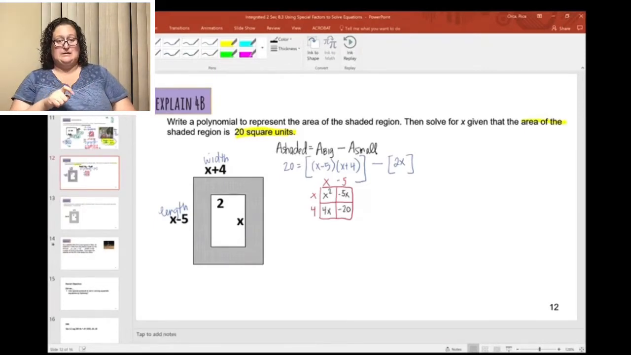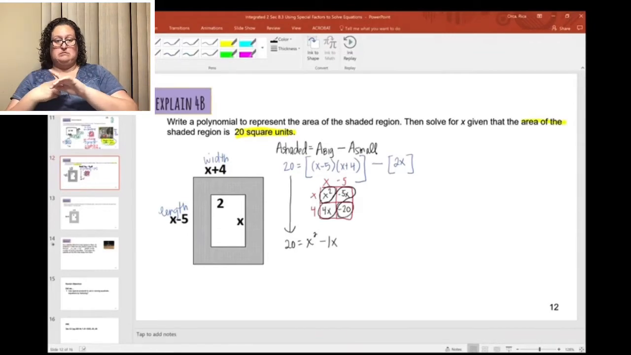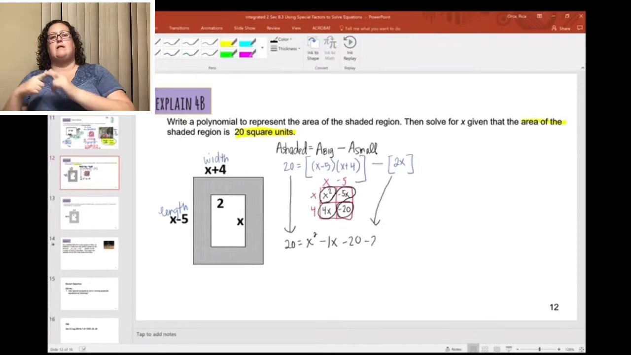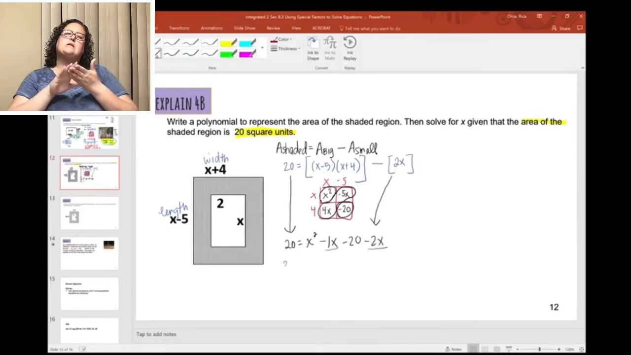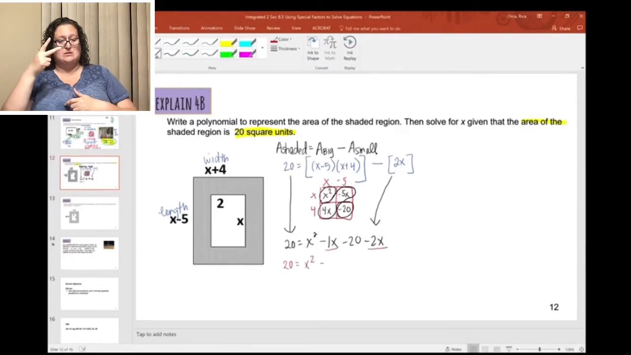So let's break this down, rewrite everything. We have 20 is equal to x squared, 4x plus negative 5x is negative 1x, minus 20, and then bring down the 2x, so minus 2x. Let's clean this up a bit. So now we have 20 is equal to x squared minus 3x, because negative 1x minus 2x is negative 3x, minus 20.